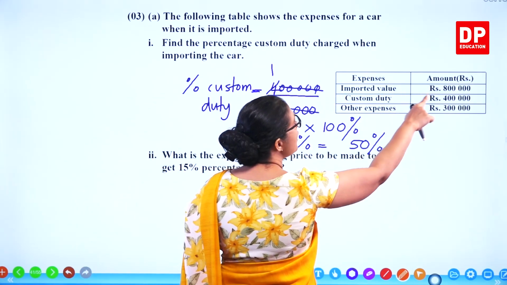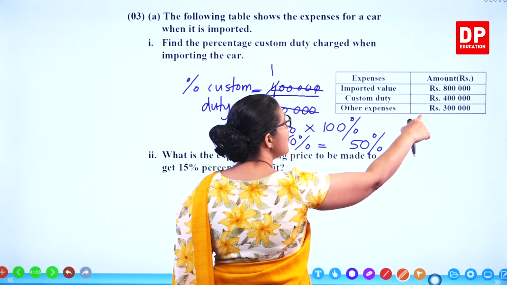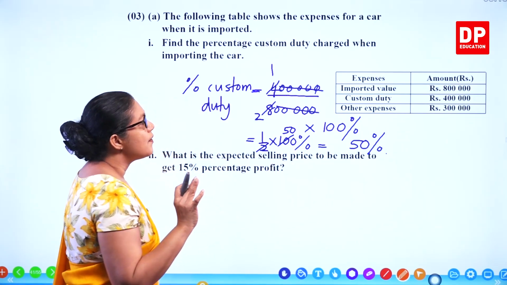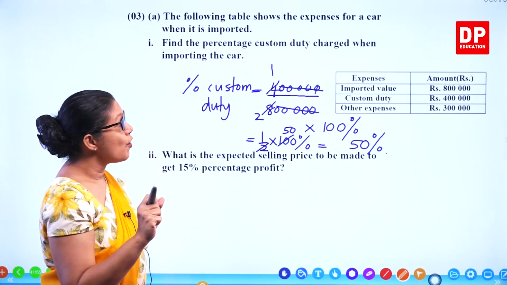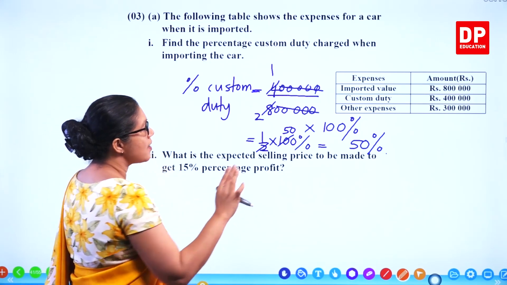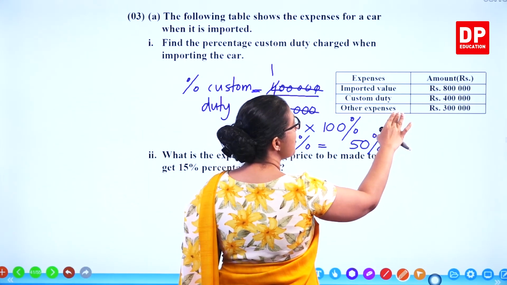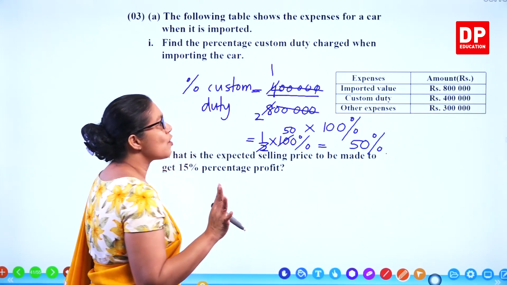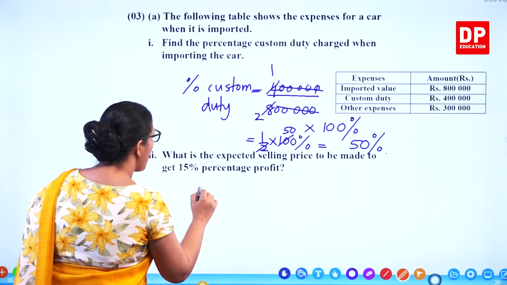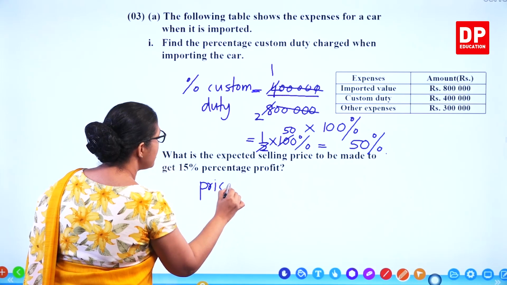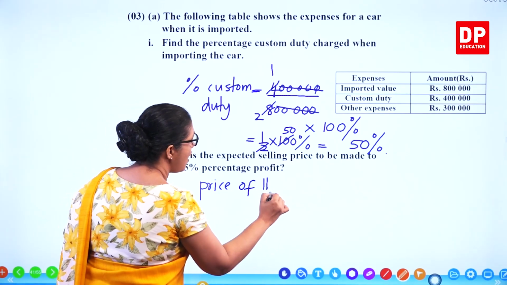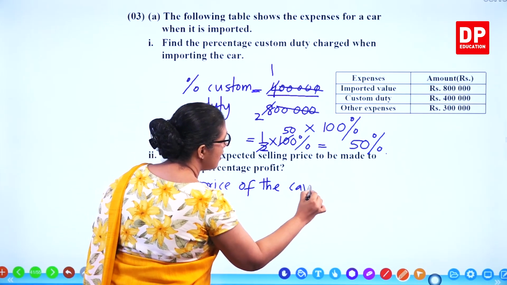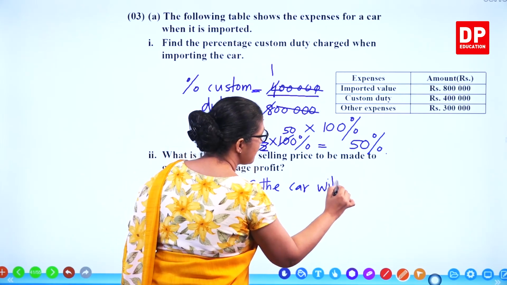Now, the imported value is this. So we have to first find out the value you are paying for everything, so custom duty and other expenses. And this one all together, what's the price of the car? So first we'll find out that price of the car with all taxes.